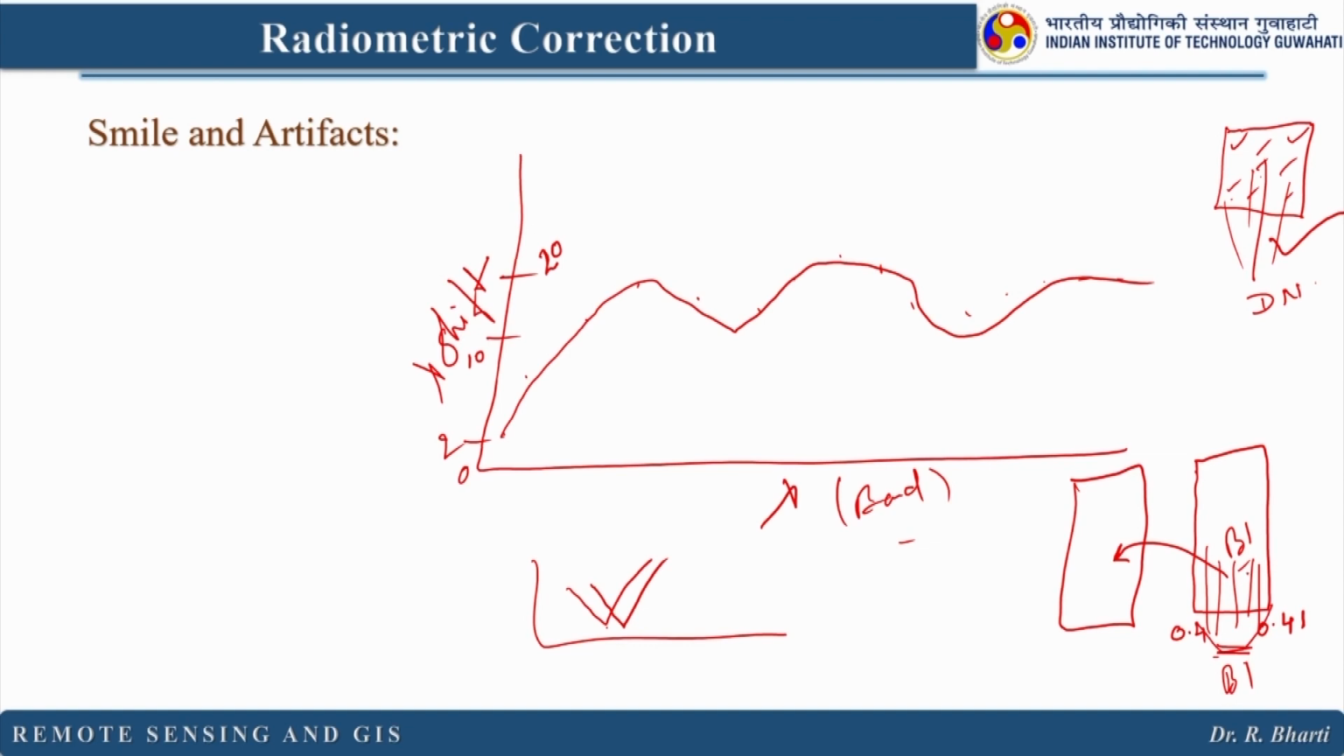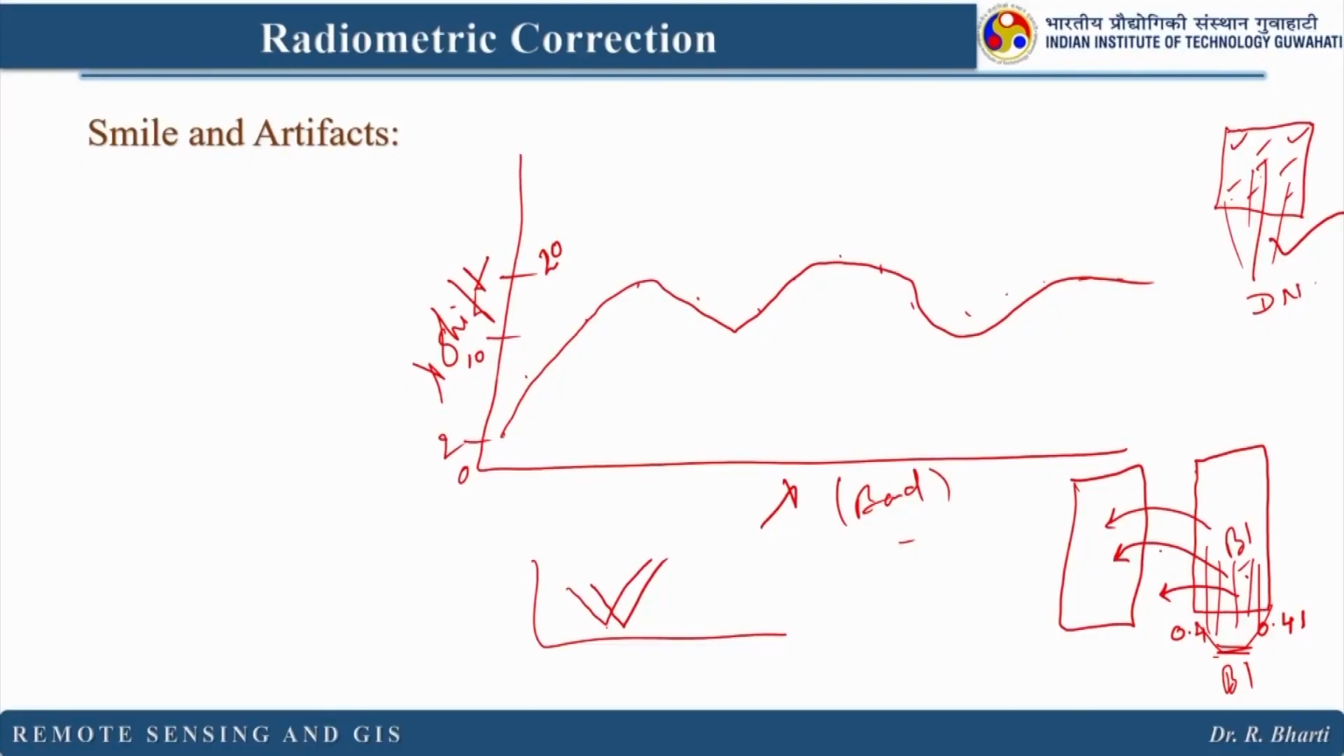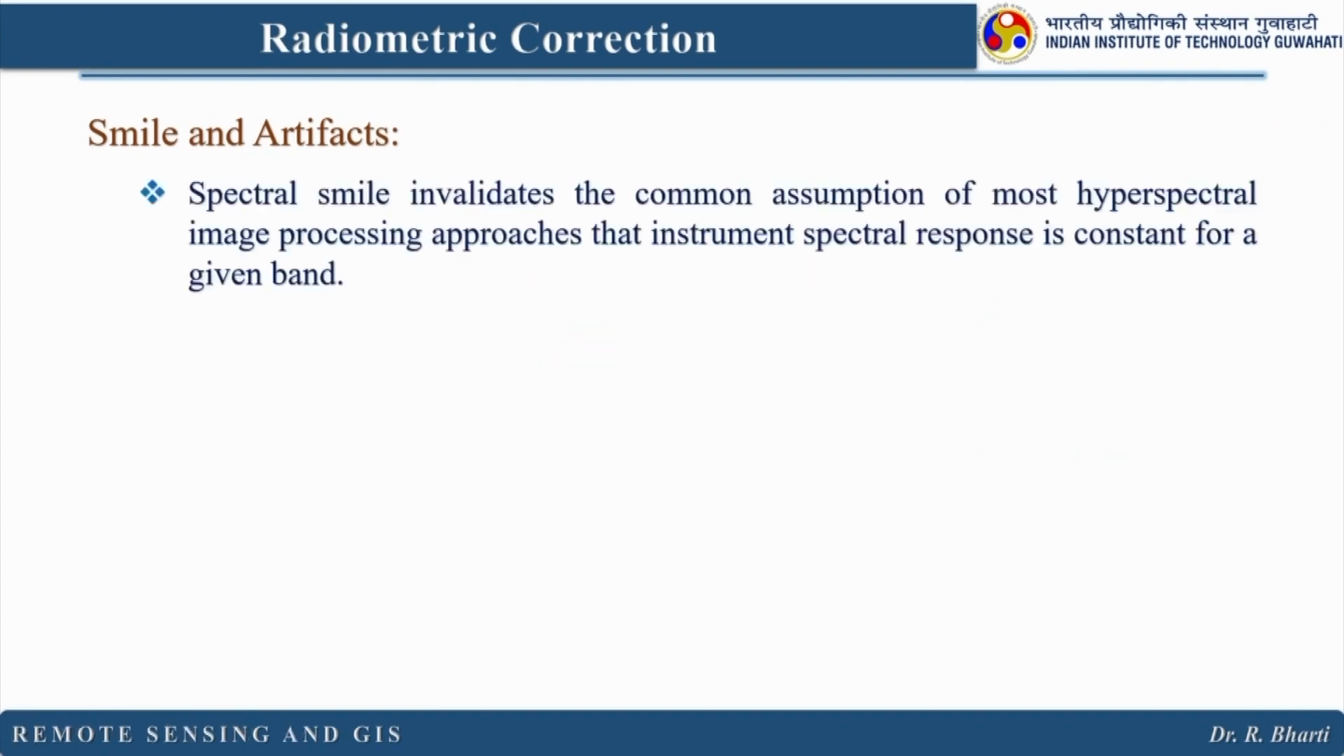But in case if the shift is more than that, like if there is a change in the wavelength which is more than 10 or 15 nanometer and which is more than your band width, right. So, then what will happen? This will get shifted to some other band, and then ultimately you will end up with identifying the wrong material. So, spectral smile invalidates the common assumption of most hyperspectral image processing approaches that instrument spectral response is constant for a given band or a given material, right.